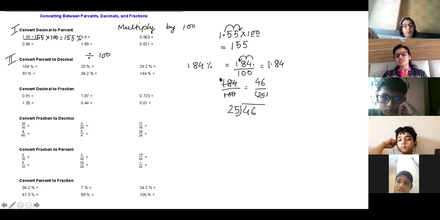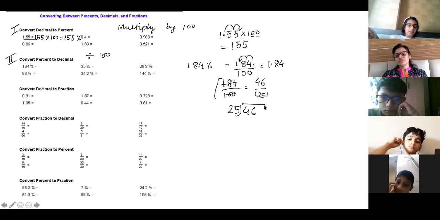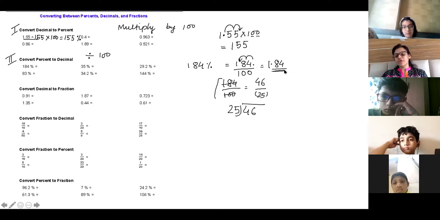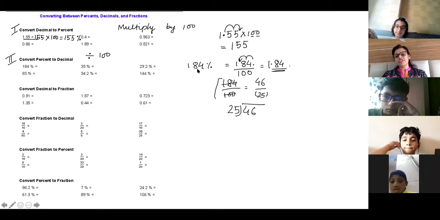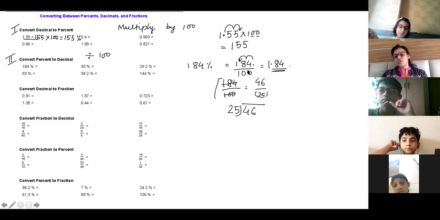Ma'am, but I got 1.84. You got 1.84, right? So you got this answer, but see how much time it took and how much time it is taking over here. Less time, right? Is it clear? Our aim is that it should be less time consuming. So that is why I'm using this method, not this. This is a long-cut method.